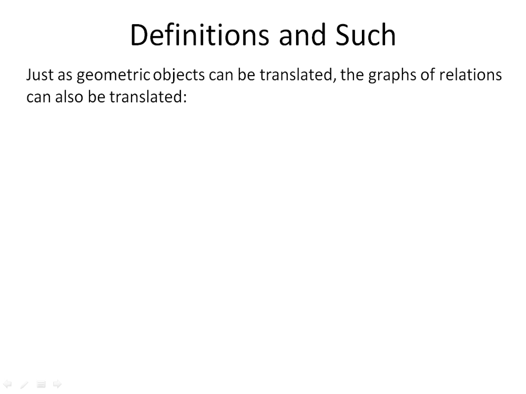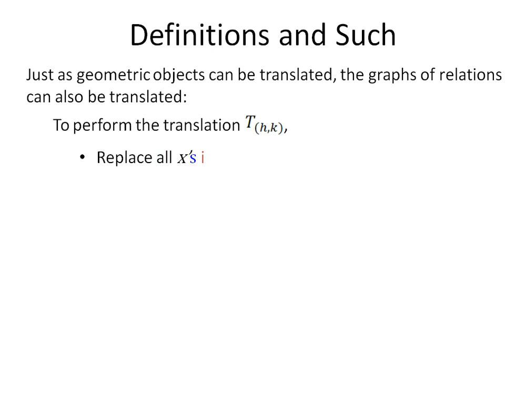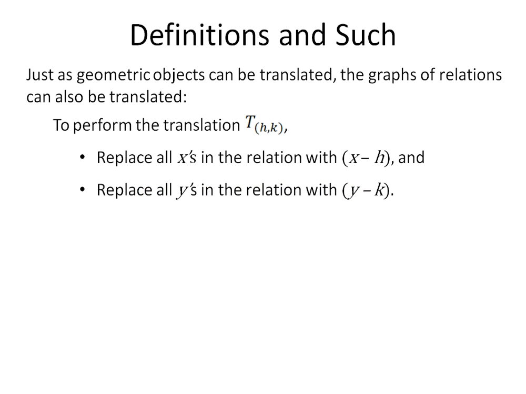Okay, just as geometric objects can be translated, the graphs of relations can also be translated. And this is something you're going to get into in Algebra 2, especially when you get into things like the inverse and so on and so forth. Okay? So to perform the translation T(h, k), you're going to replace all the x's in the original relation with (x minus h) in parentheses, and replace all the y's in the original relation with (y minus k) in parentheses.